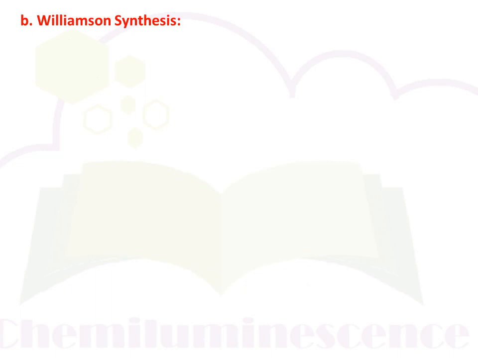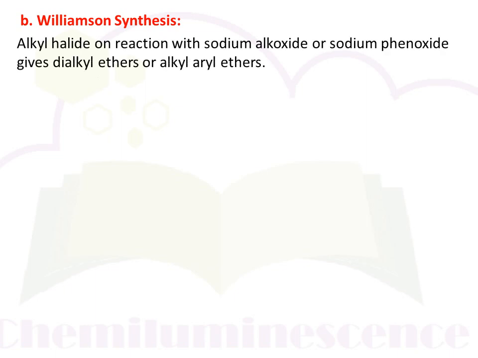The next method for preparation of ether is Williamson synthesis, that is, from alkyl halide. Simple as well as mixed ethers can be prepared by this method. When alkyl halide is treated with sodium alkoxide or sodium phenoxide, it gives dialkyl ether or alkyl aryl ether. Let's see with the help of a general equation.